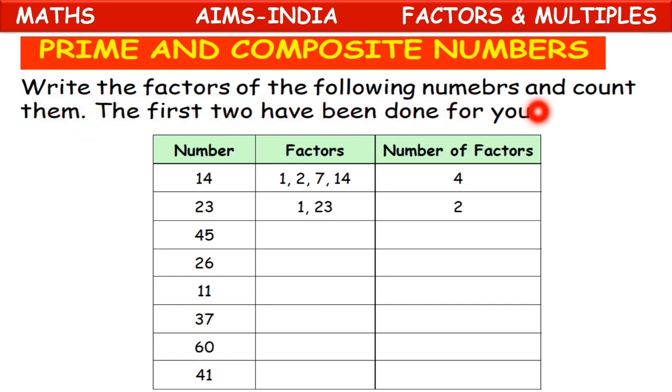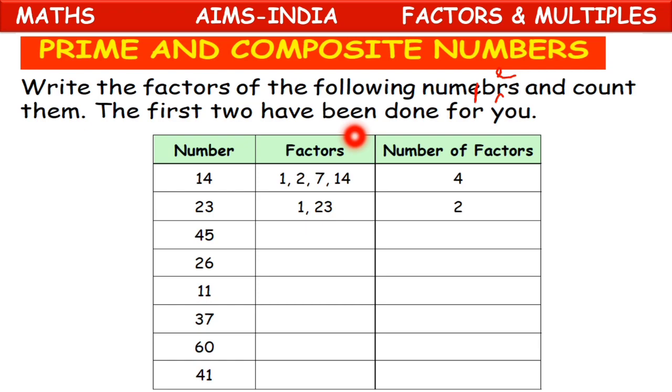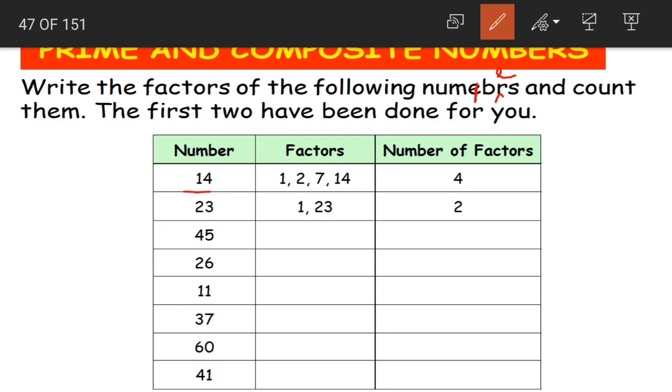Write the factors of the following numbers and count them. The first two have been done for you. Now for the number 14, it has 4 factors, 1, 2, 7 and 14. So the number of factors is 4. For 23, we have 2 factors, 1 and 23.